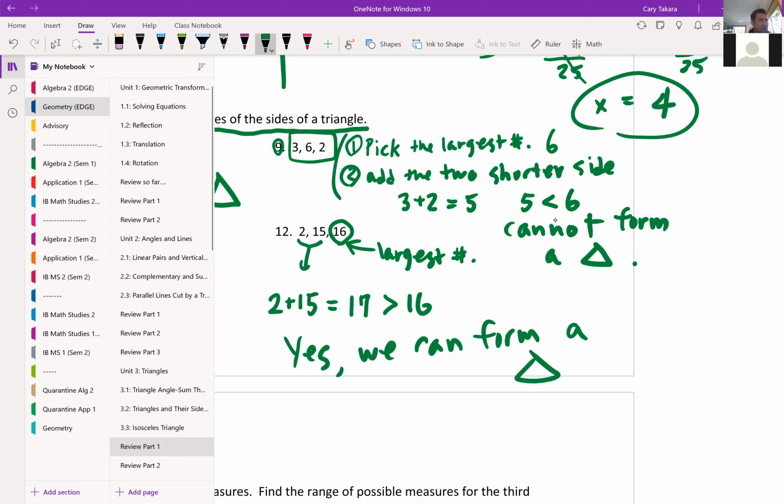Is it starting to come back? And this is called the triangle inequality theorem. You don't need to memorize the name, but that's the third theorem that we've studied. Okay.